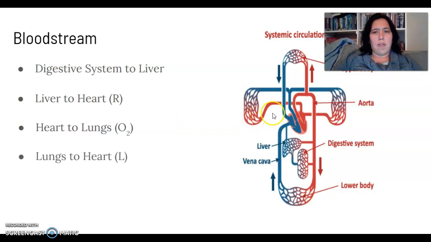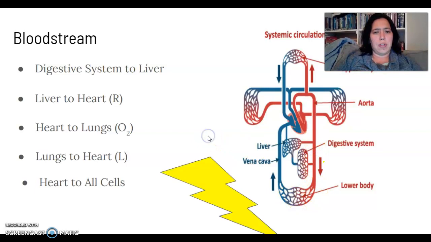And then from the lungs, we go back to the left side of the heart. And then from here, it is pumped out. Again, the glucose molecules are in this blood, out to all the cells. Okay, and why do we need this? Well, we need it for that cellular respiration to break down those glucose molecules so that we can extract the ATP and fuel all of the different metabolic processes within the body.